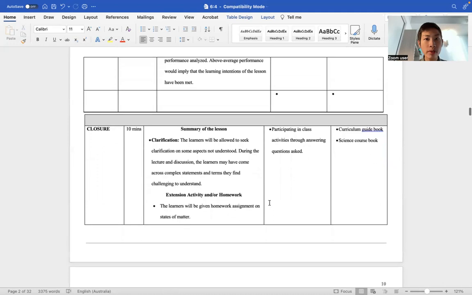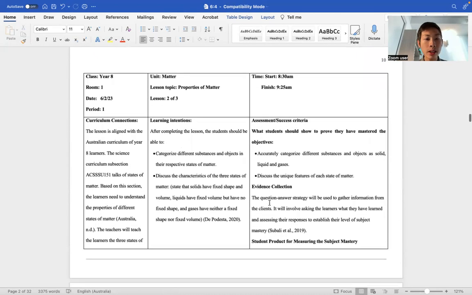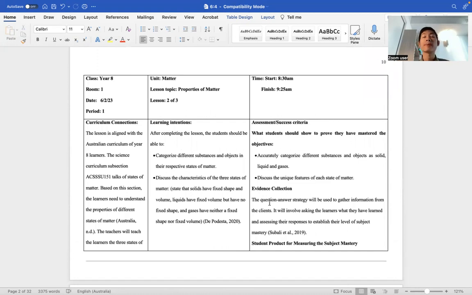All right, now moving on to lesson 2 of 3, which would be the properties of matter. So we've now talked about and introduced the states of matter, but now we're going to look closer into the properties of these matters. Again, referencing the Australian curriculum, we will be moving forward in the second aspect of Year 8 chemistry.